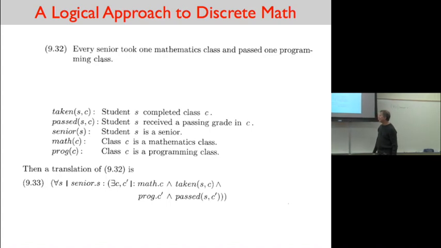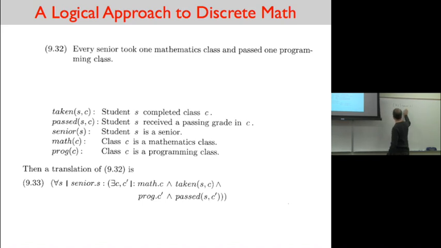For all S, senior of S. There exists C and C prime. C is one class, C prime is the next class. True, they took that math: math of C and taken S, C, and C prime is a programming class and they passed it. It wouldn't work if we had math in the range. No, it would. I think you can trade, right?